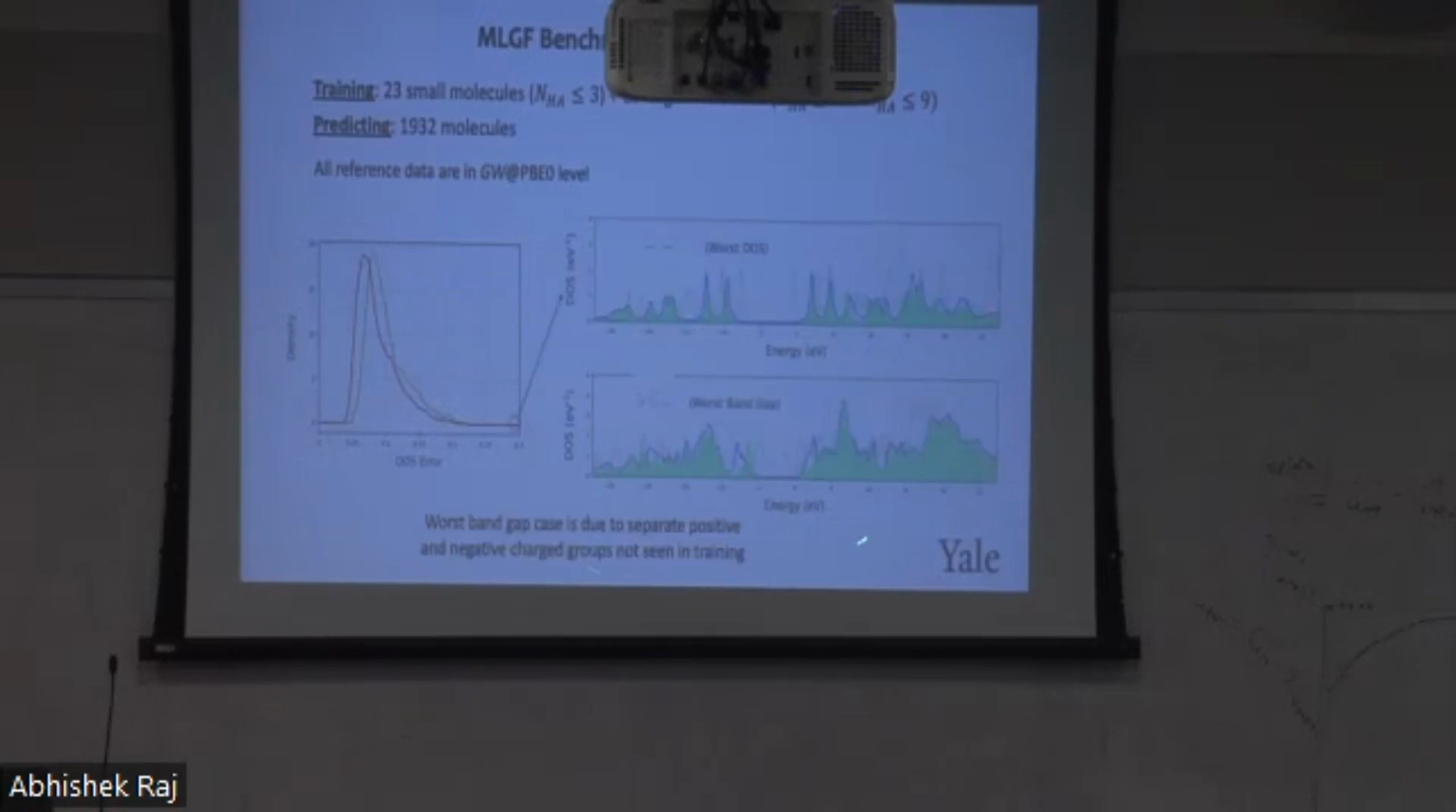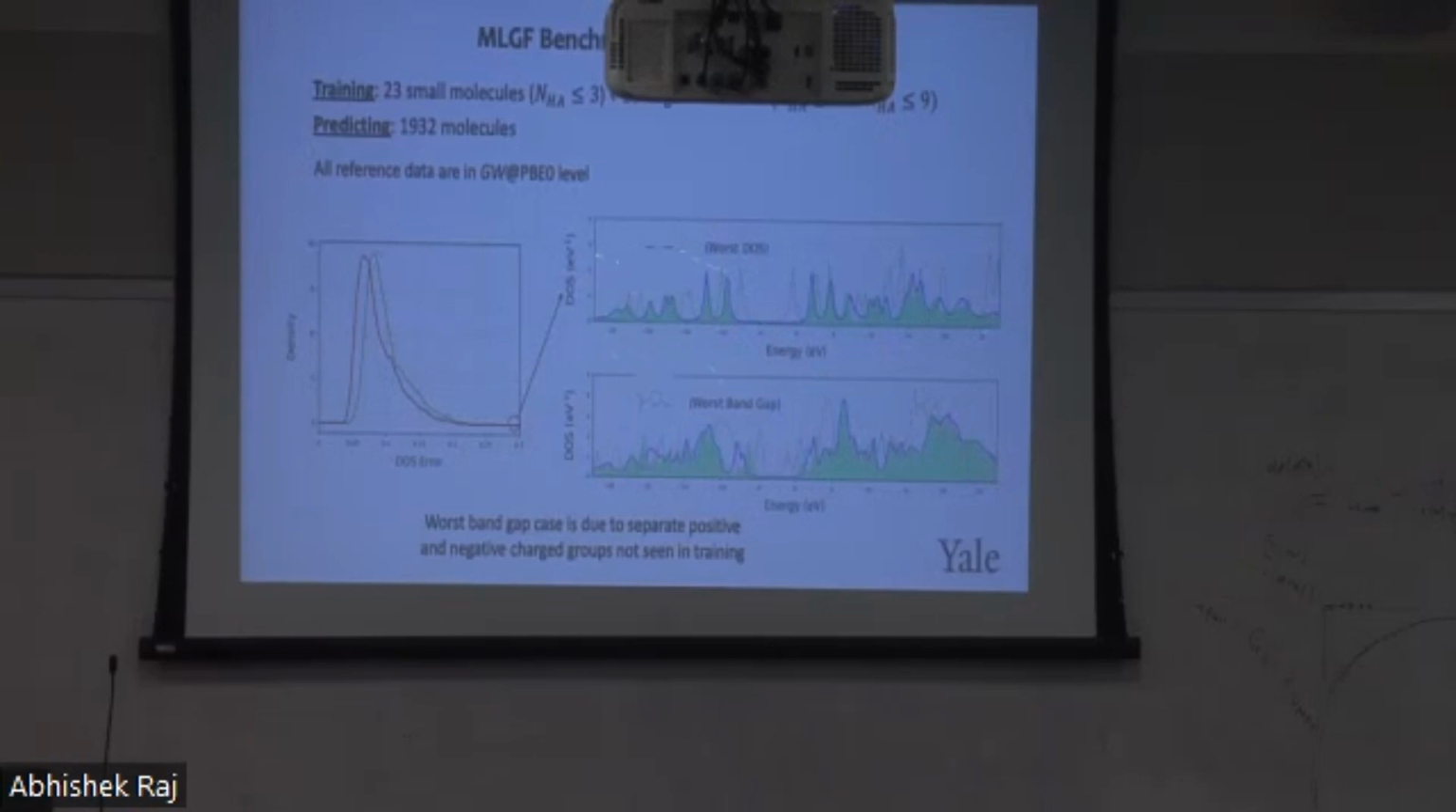Okay, these two are the bad predictions. So this is the worst DOS, and this is the worst band gap prediction. The worst DOS prediction is actually not that bad, especially if you look at the HOMO and LUMO. It's capturing the HOMO-LUMO energy within a reasonable accuracy. The bad prediction is on the higher virtual side and sometimes the lower valence side.